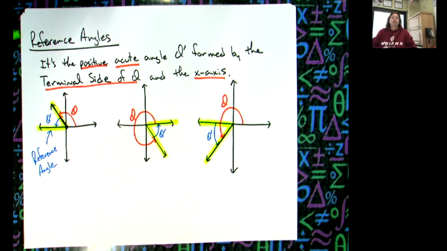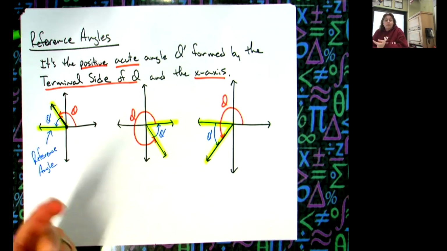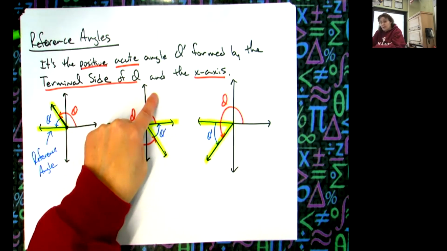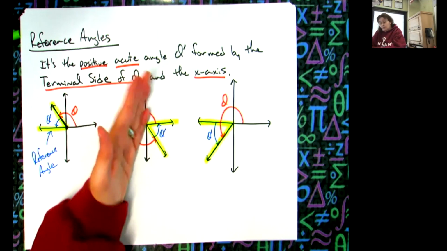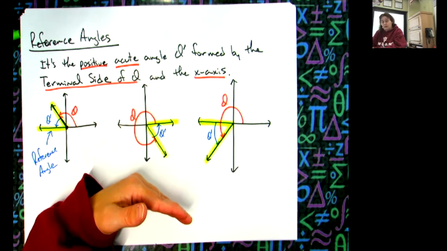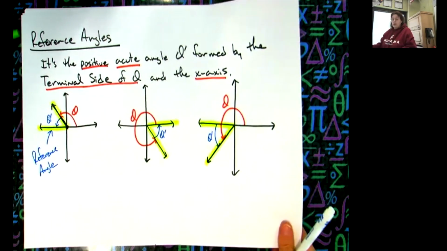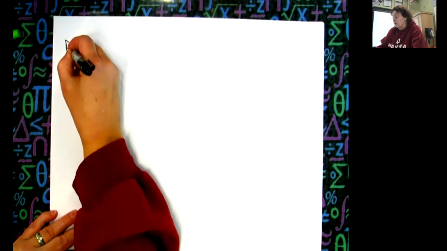So there are lots of different places that it can be. On these I didn't go around more than once, but technically there's nothing that says I can't go around two or three times. Wherever it ends, the terminal side and the x-axis, that's going to be your reference angle. Now, what they're going to do initially is ask you to find the reference angle when given theta. So it's going to say, find the reference angle.